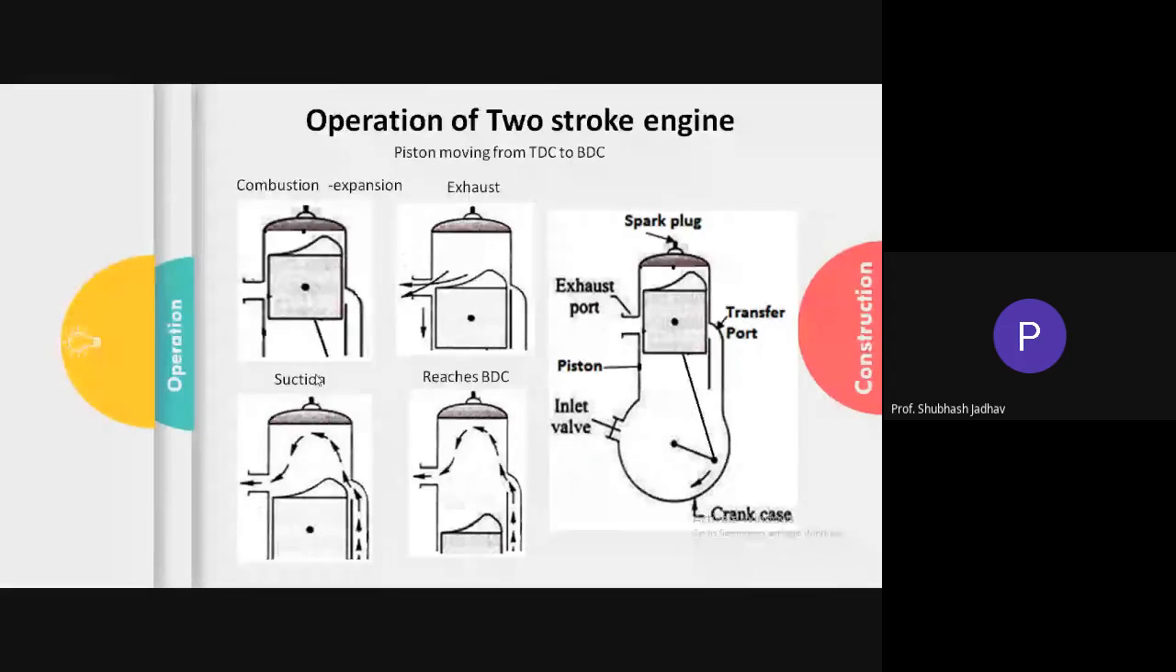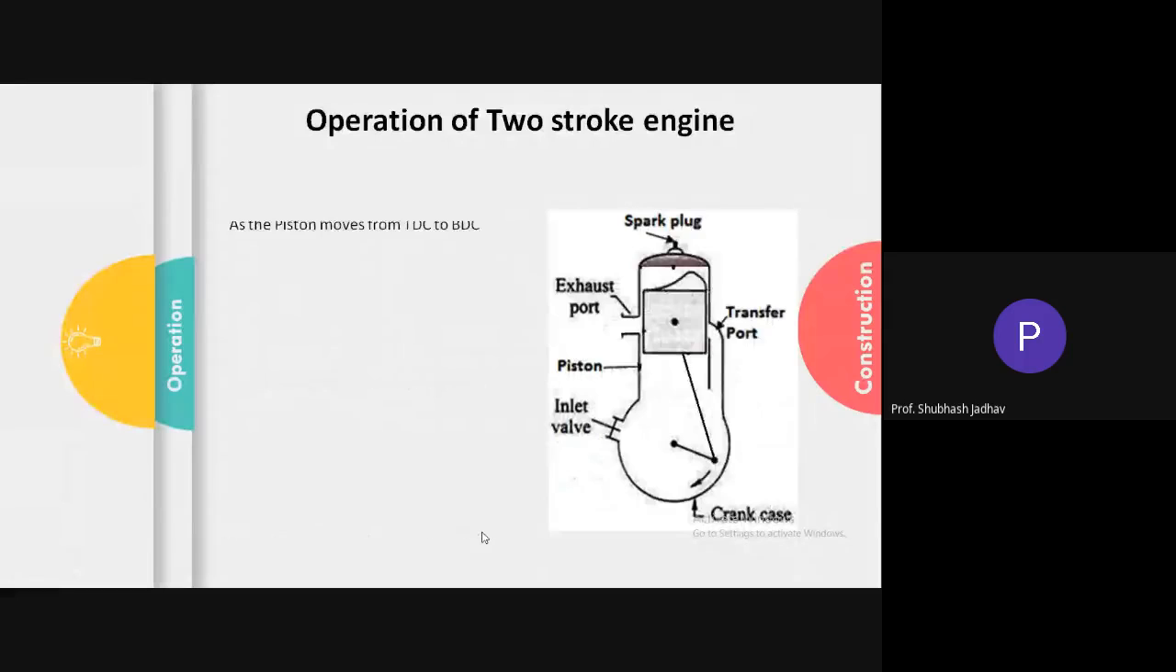When the piston was moving from TDC to BDC, top dead center to bottom dead center, that is where we say as the piston moves from TDC to BDC, expansion starts. Then the expansion ends. Expansion starts when the combustion happens and the gases start applying the pressure on the crown of the piston. Expansion ends when it comes over here, because up to that point expansion is happening.